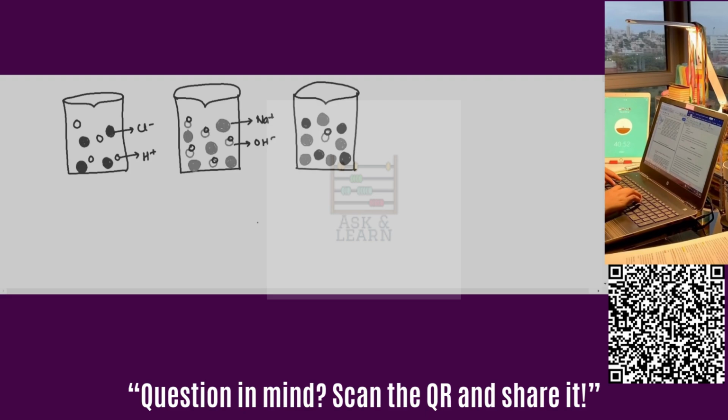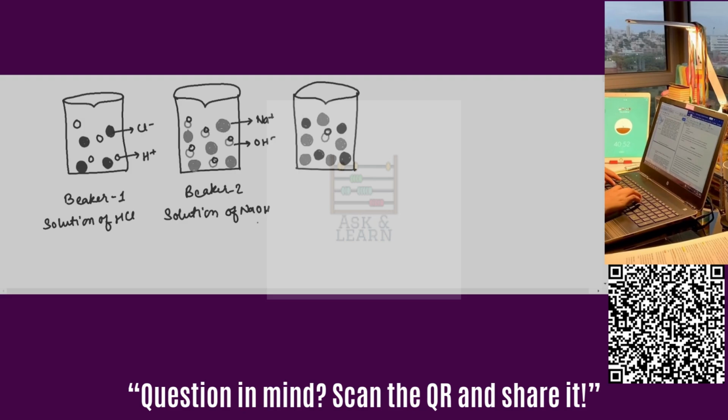So what we can do here, this is beaker 1, which contains solution of HCl, and here is beaker 2. So this is solution of NaOH. So this basically contains H plus and Cl minus ions, given in the problem.